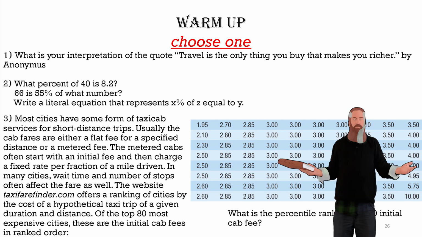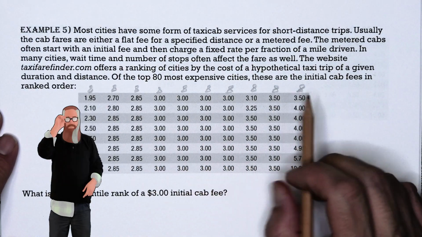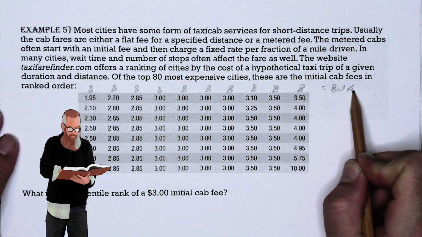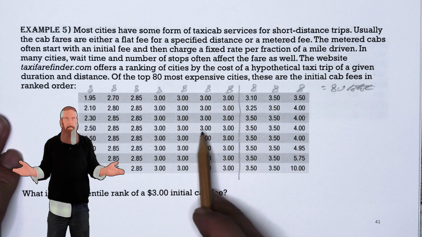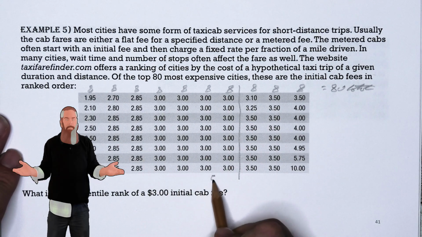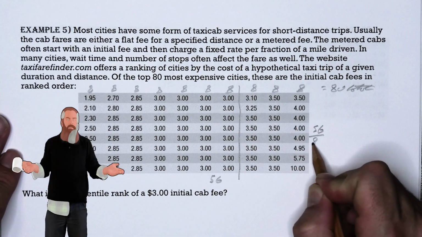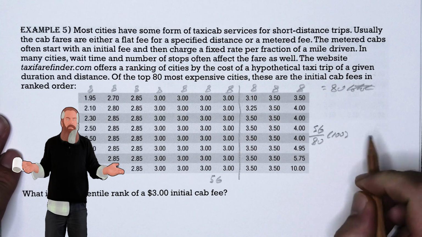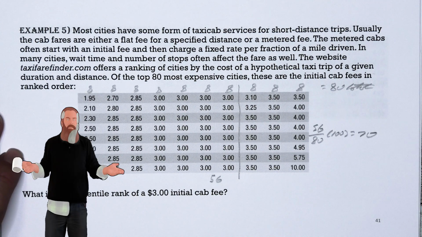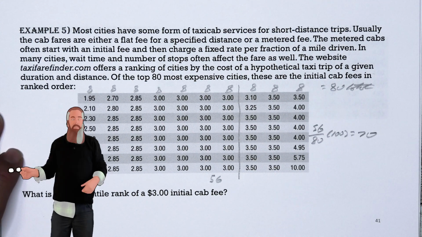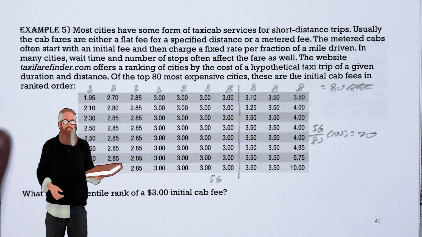What is the percentile rank of a $3 initial cab fee? We can see that there are 8 in each column, meaning that we have 80 in total, because there are 10 columns. If we count up all of the fares that are $3 or less, we get 56 out of the total 80 available. So 56 divided by 80 times 100 to turn it into a percent will give us 70. The percentile rank of a $3 initial cab fee is 70%. This means that 70% of the initial fares listed are at or below $3.